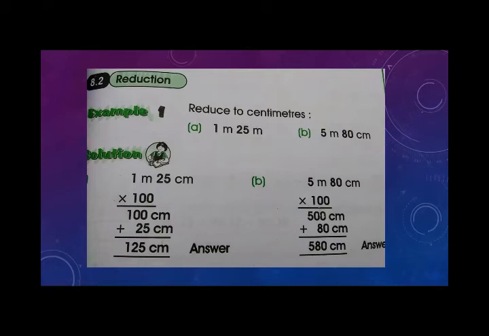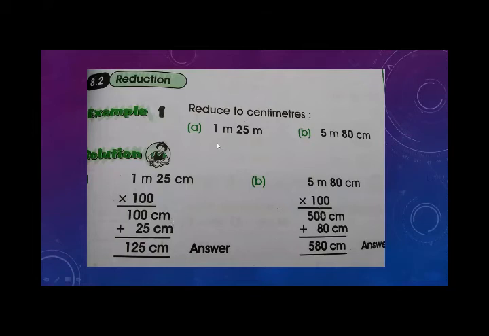Okay, now come to the next, that is reduction. Reduce to centimeters. There in exercise 8.2 there are questions. You will solve those questions with the help of this example. So listen to these examples, understand these examples with complete concentration.